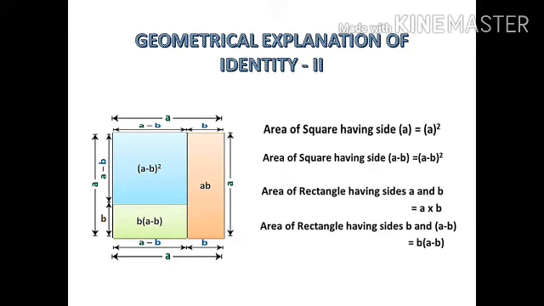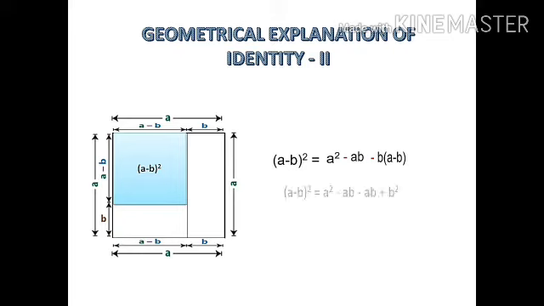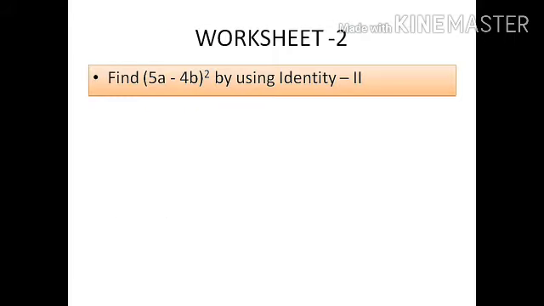Now to find (a minus b) whole squared, we subtract the area of rectangle a into b and the area of rectangle b into (a minus b) from the area of the square, that is a squared. So when we simplify this expression, we get (a minus b) whole squared equals a squared minus 2ab plus b squared. This is the geometrical explanation of identity 2. Let us solve some examples based on the identity.